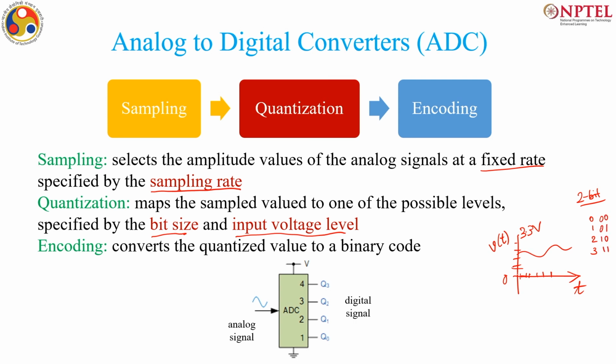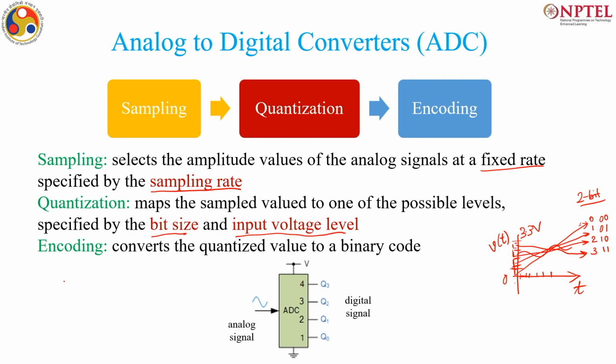So, it will divide this range 0 to 3.3 in 4 levels, and each will be assigned one value, like 0 to this value, this amplitude will be assigned say a value this, then this is assigned this, something like this. Now, this is one way of mapping. It is not necessary that it has to be mapped always in this manner.